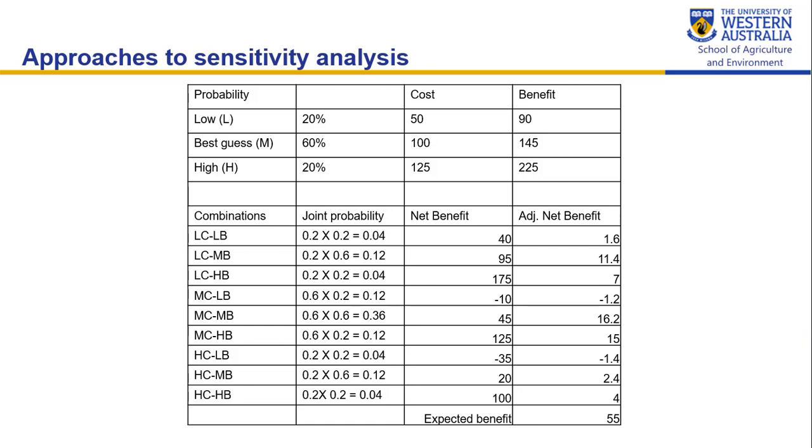So what we could see here is that instead of just taking the best case or the worst case, we are varying the values of cost and benefit and then calculating the expected benefit.